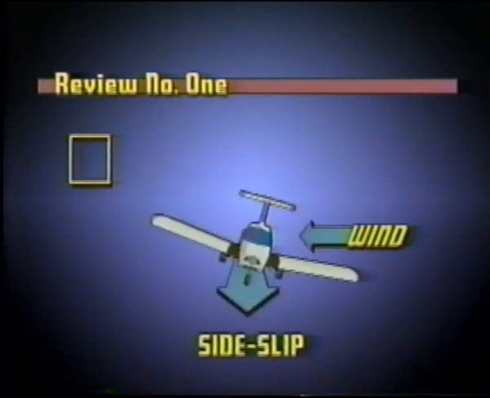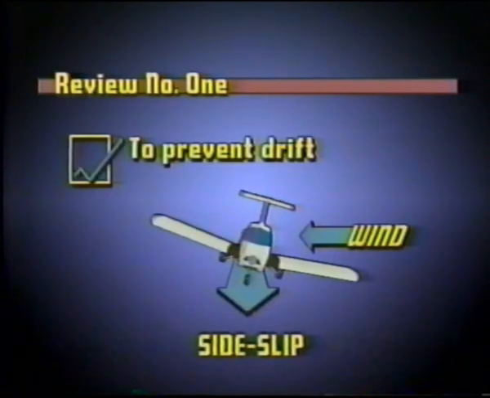Now, take time for this quick review. During a crosswind landing in a light aircraft, why is the into-wind wing lowered? Lowering the into-wind wing will stop drift.